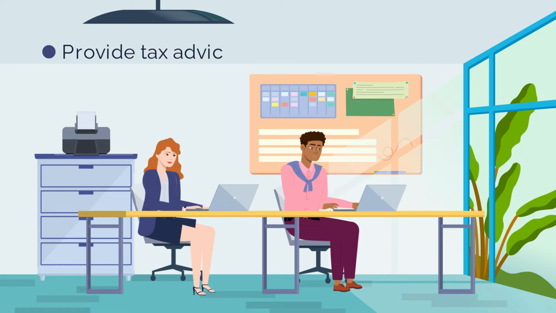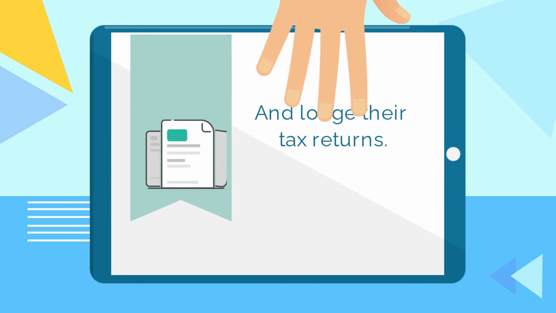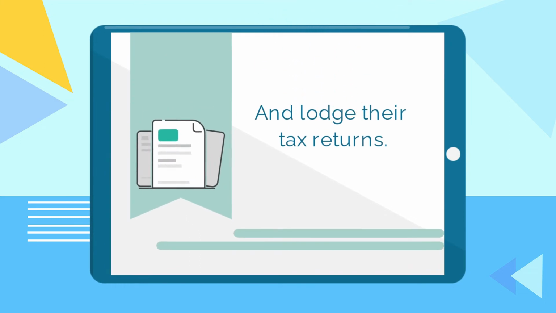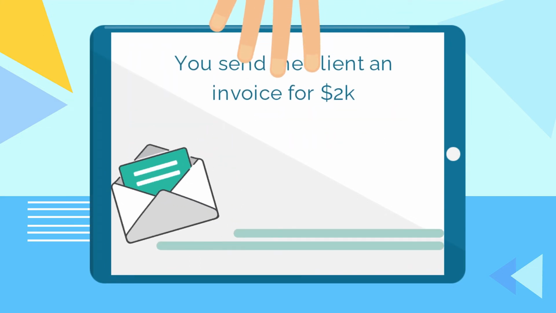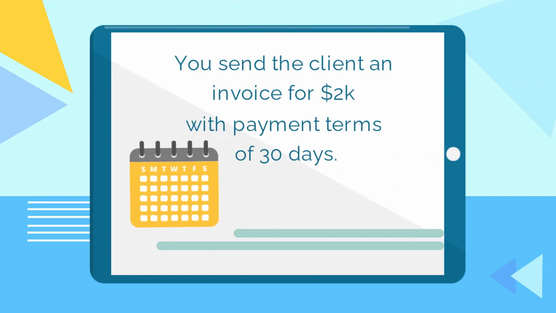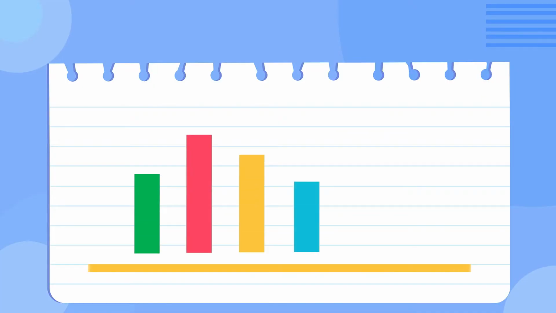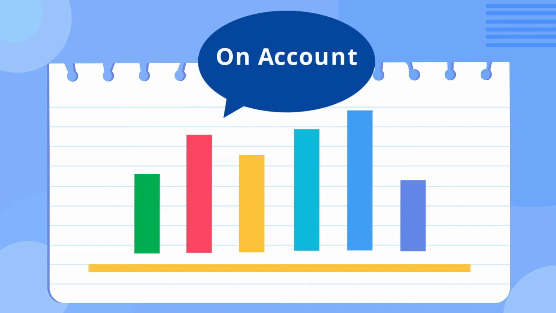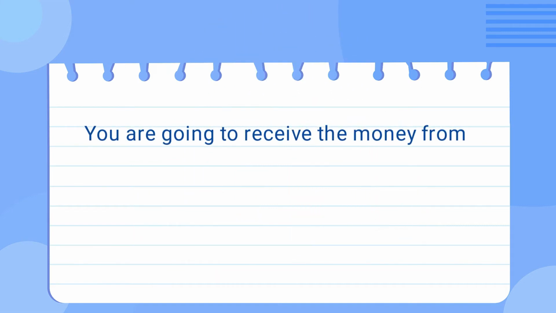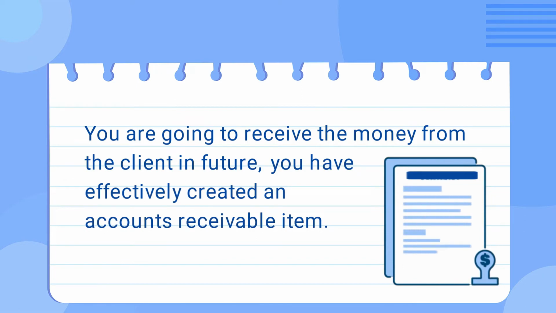You provide tax advice to a client, complete the client's end of financial year accounts, and lodge their tax returns to the tax office. Once the work is finished, you send the client an invoice for $2,000 with payment terms of 30 days. This means that you've given your customer 30 days to pay without incurring any penalties such as interest or fees. By doing this, your client has purchased your services on account, and because you are due to receive the money from the client in future, you have effectively created an accounts receivable item.